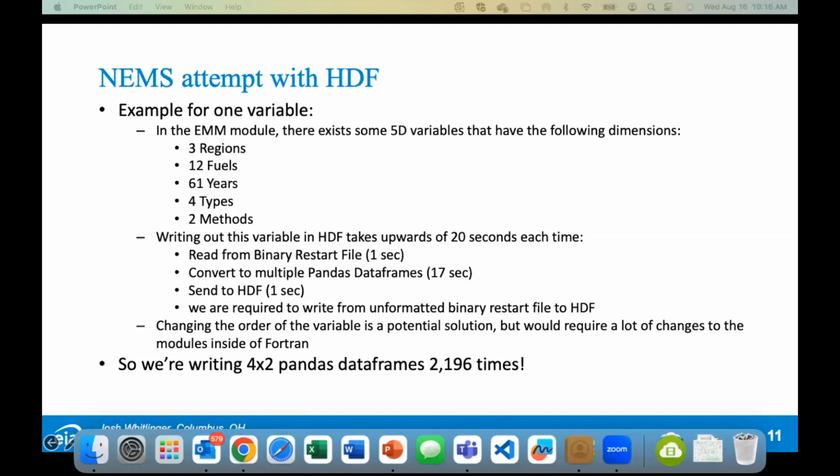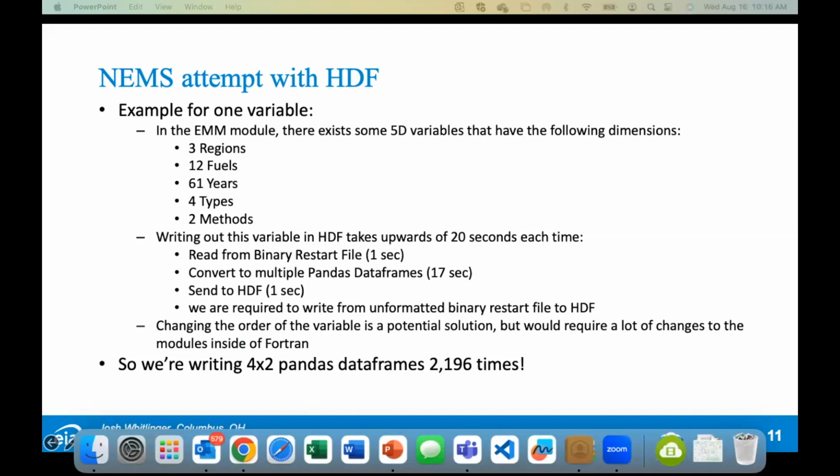Writing this out into an HDF takes about 20 seconds each time. When we write all 3,728 variables out in an unformatted binary file, it takes 1.5 seconds. So obviously we've hit some kind of wall here and we can't figure out why. Part of the problem is that we have to write back and forth from an unformatted binary file to this file.